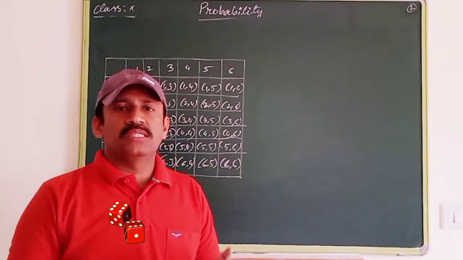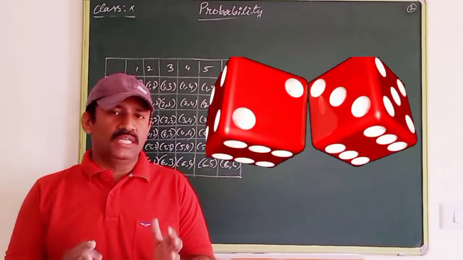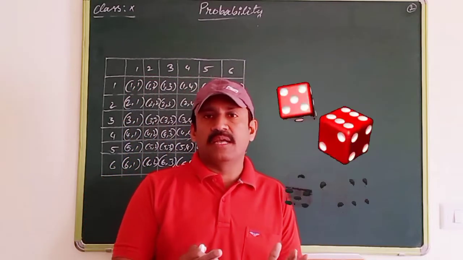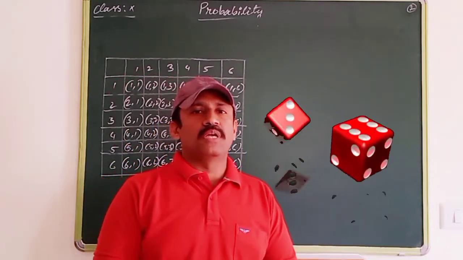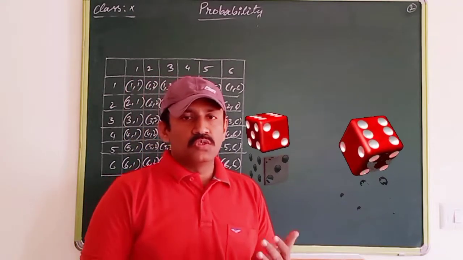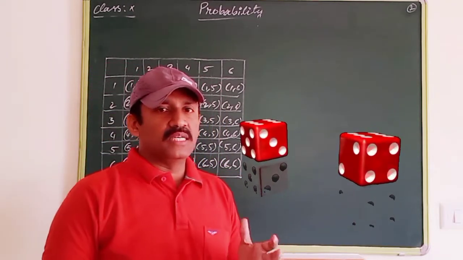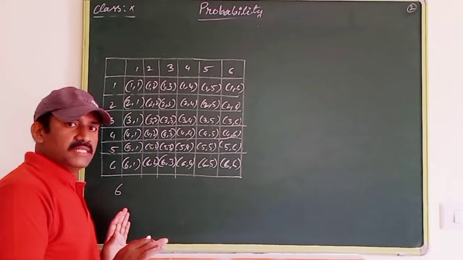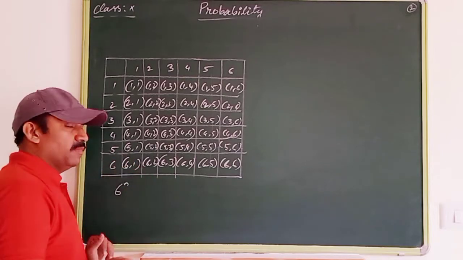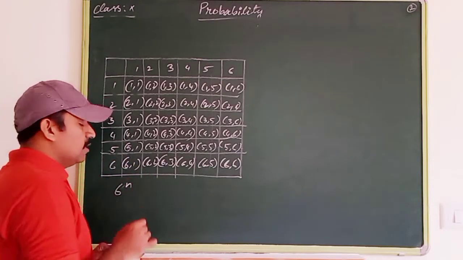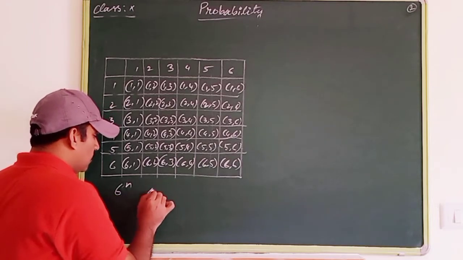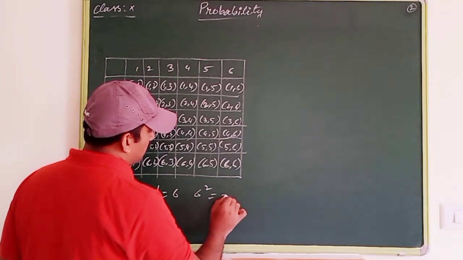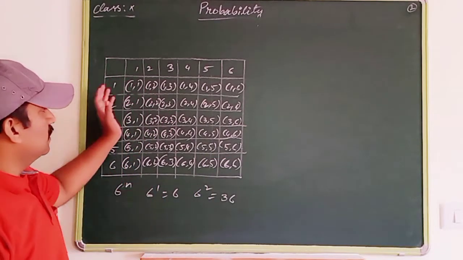When a die is rolled once, how many possible outcomes will we get? Only 6, that is 1, 2, 3, 4, 5 and 6. But when 2 dice are rolled at a time, or a single die is rolled 2 times, the result is the same. How many possible outcomes? That is 36. How? How many faces are there in a die? We have 6. So we can follow the 6 power n formula. If you are using only one die, 6 power 1 is equal to 6. If you are using 2 dice, 6 squared is equal to 36. 6 6s are 36. So these are the 36 cases.